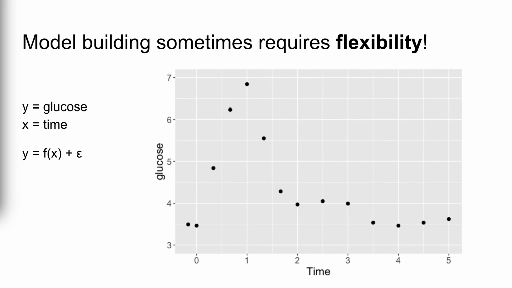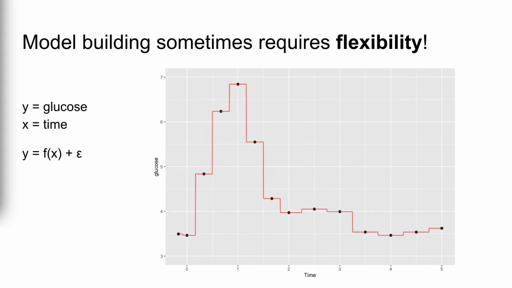Recall an example. Our goal here is to build a predictive regression model of Y, a subject's blood glucose level in milligrams per deciliter, by X, the time in hours since ingesting a high carbohydrate meal. We represent this predictive model by Y equals f of x plus a residual error epsilon.